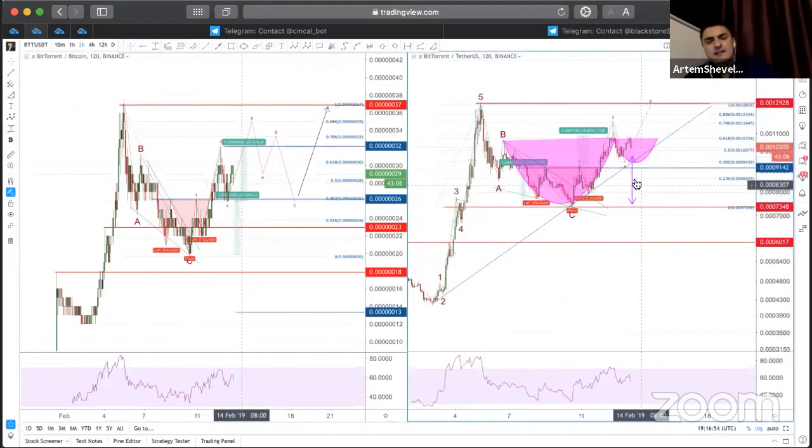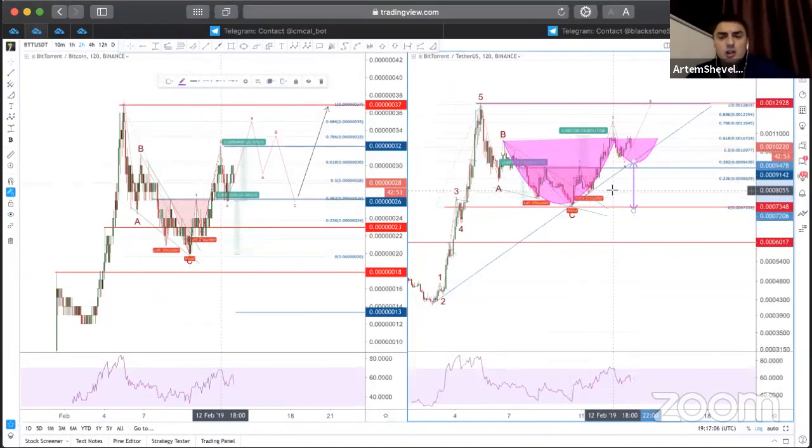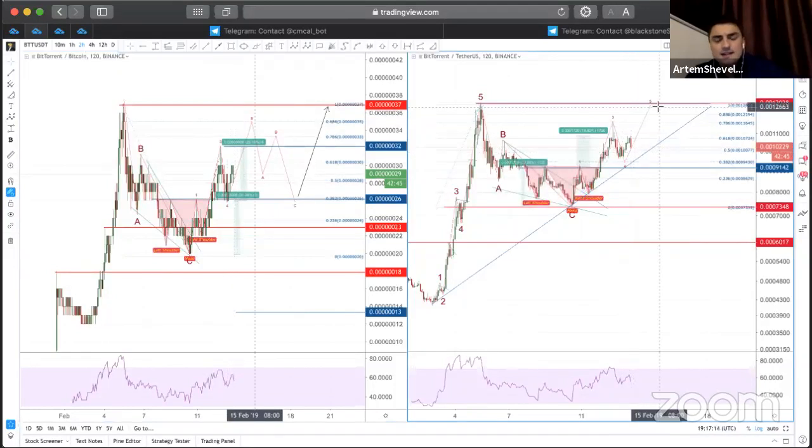So this area will be a target for breakout and next move. But I don't think this is a real cup and handle, so don't take it as a trade. Right now, I see only Elliott Wave's continuation, about 70% that it will continue, and 30% that it will go down to the support levels.